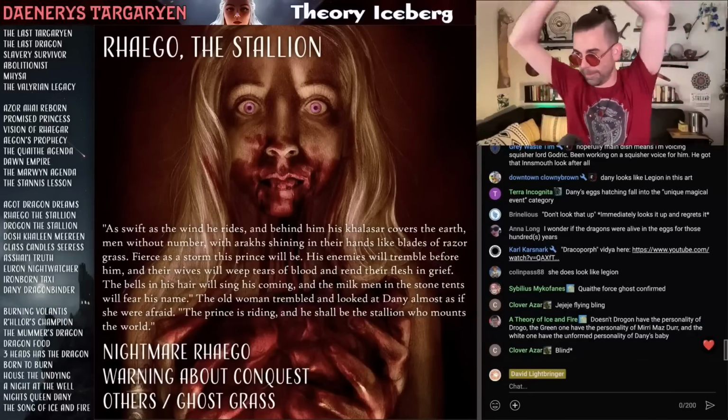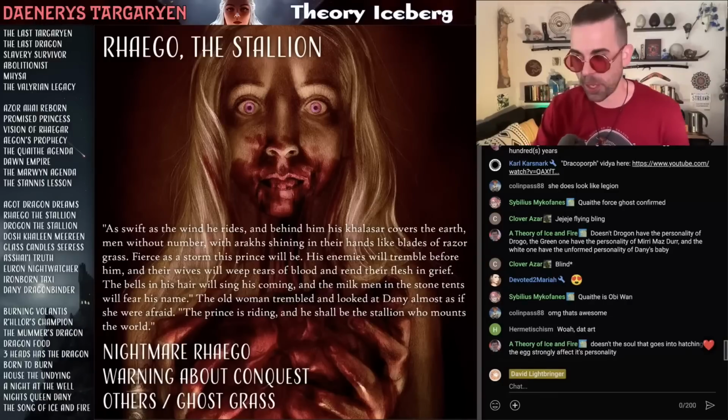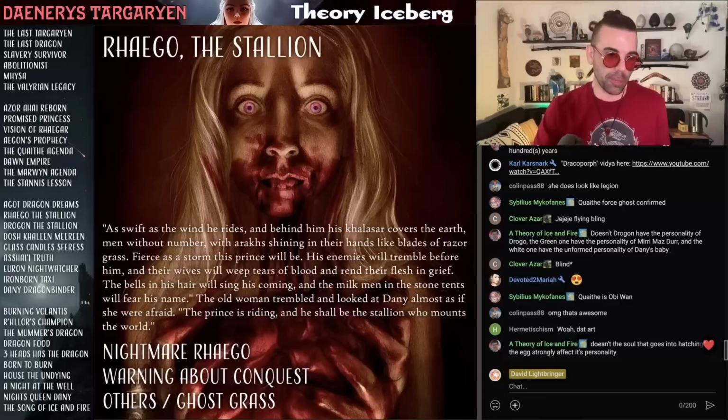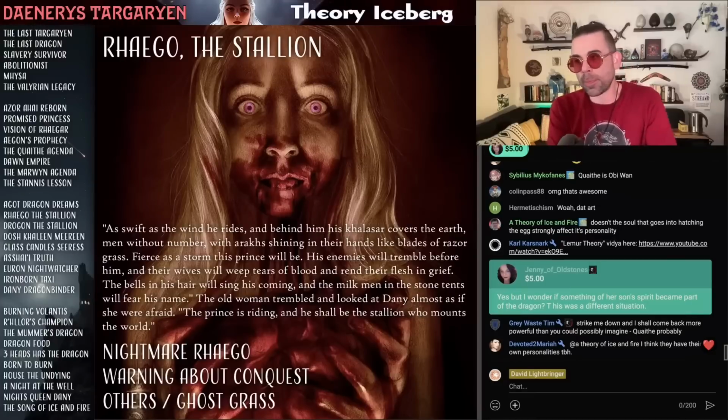Oh boy. Yeah, this art is by Jonathan Burton, and it is a little disturbing, but you'd probably look a little disturbing if you were chowing down on a horse heart in some witchy-ass ceremony. You'd be like, no, don't take my picture right now. Rhaego is prophesied as the stallion who mounts the world.